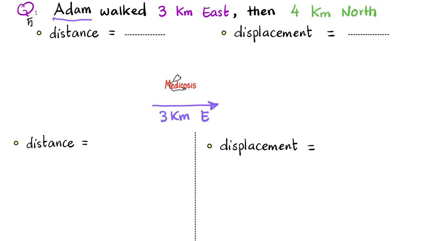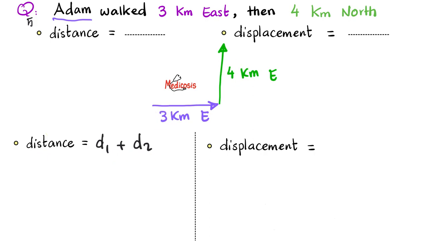And then walked 4 kilometers north. Here is 4 kilometers north. Okay, then what? We want the distance and the displacement. What is the distance? The distance always equals d1 plus d2. You just add up all the quantities, all the magnitudes, because distance does not have any direction.